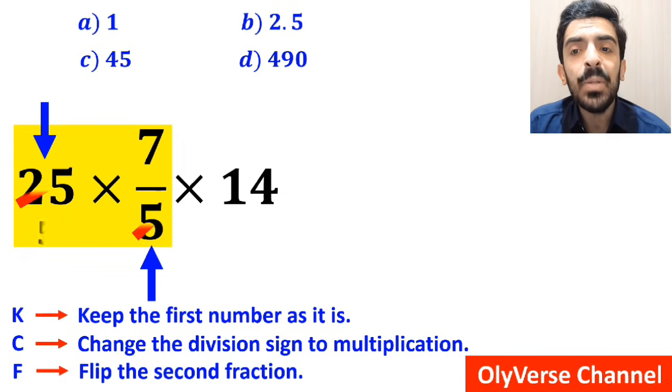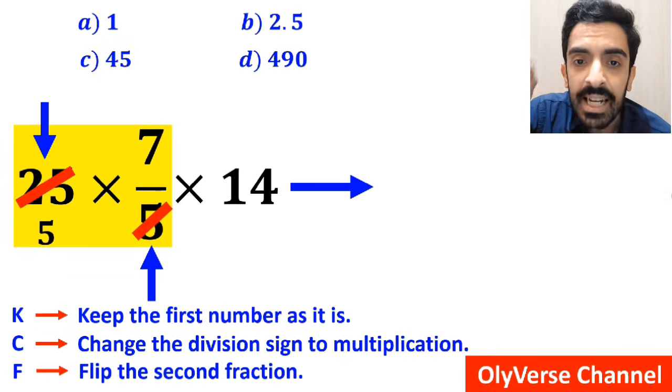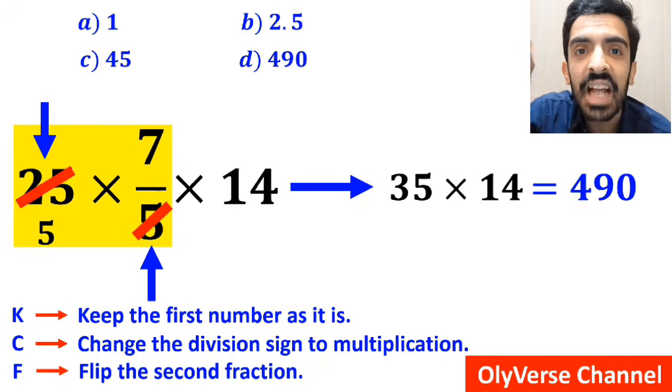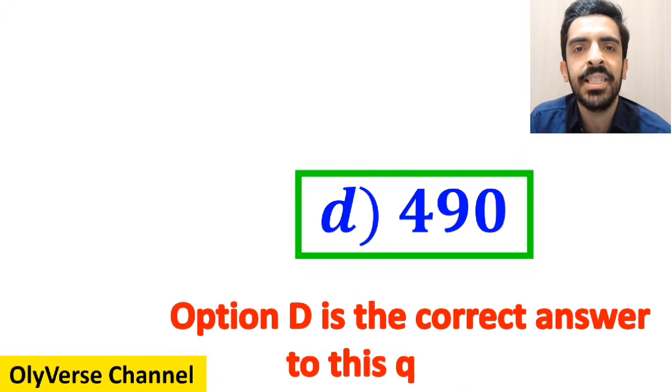Now, we can easily simplify the number 25 with the 5 in the denominator, and instead of this expression, we can write 35 multiplied by 14, which finally gives us the answer 490. Therefore, option D is the correct answer to this question.